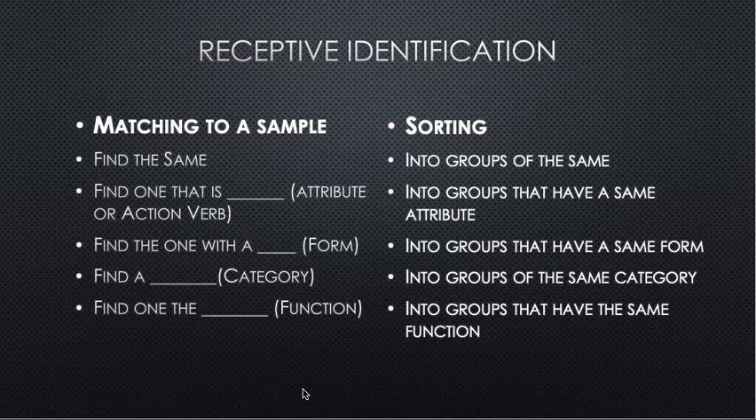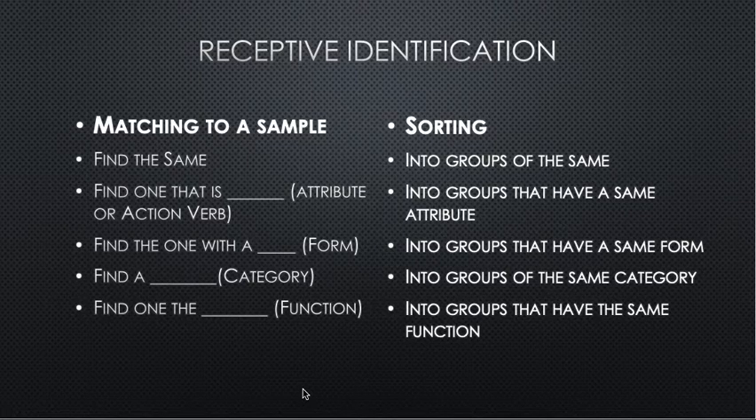You could have it be based on attributes or action verbs. Find one that is jumping, find one that is singing, find one that is playing, find one that is stretching. Or find one that has blue eyes, find one that is orange, find one that is yellow, find one that's bright, find one that is small, find one that is tall, find one that is long. All of those fit into this matching to sample.